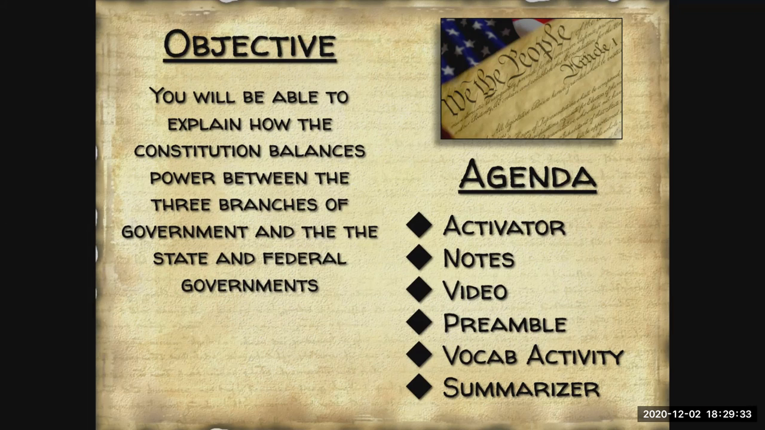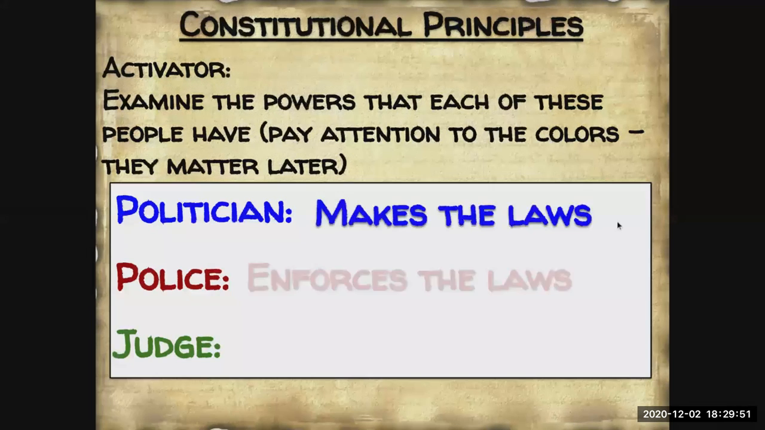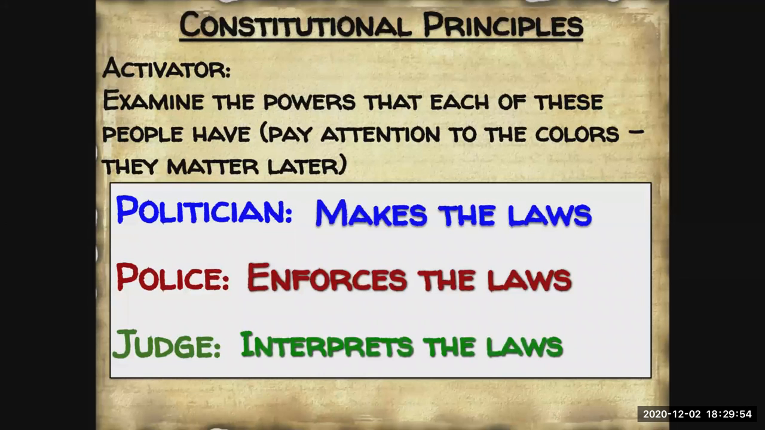So, we're going to do an activator, we're going to take some notes. You will watch a video, you'll examine the preamble of the Constitution, and then you will have a vocabulary activity at the end. So, first of all, on your lesson guide, examine the powers that each of these people have. Let's pay attention to these colors.